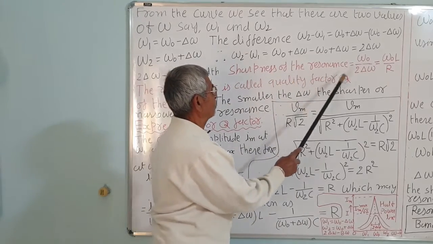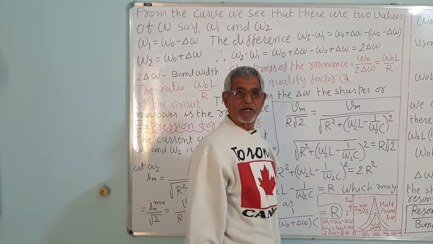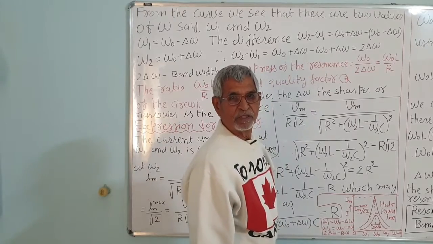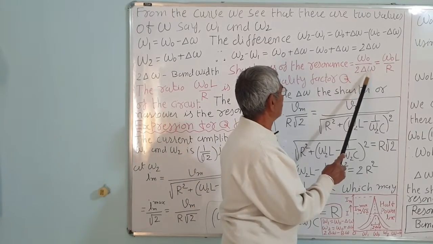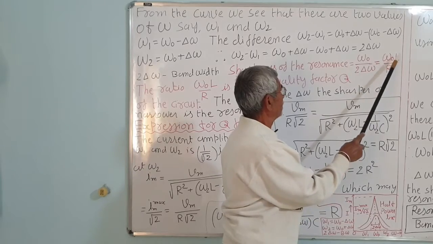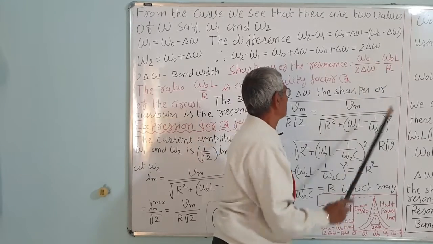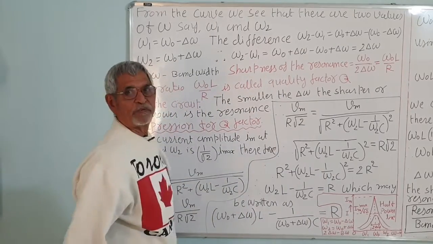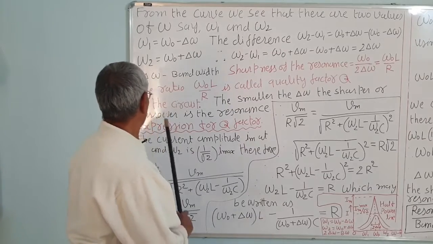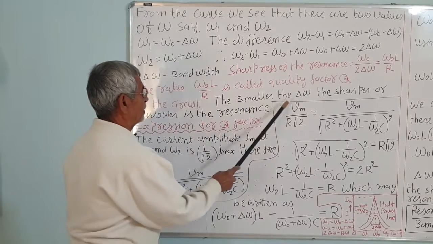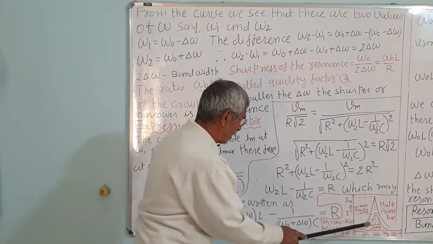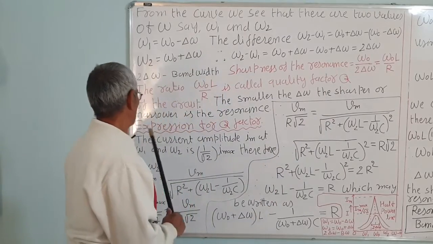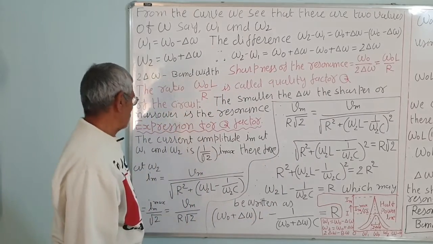Sharpness of the resonance is equal to the resonance frequency omega 0 upon the bandwidth. It is defined as the ratio of the resonant frequency to the bandwidth. The bandwidth 2 delta omega is equal to R upon L. We will see this equation later on. The ratio omega 0 L upon R is called the quality factor Q of the circuit. The smaller the delta omega, the smaller the gap, the less the bandwidth, the sharper or narrower the resonance. Correct? Selectivity is higher.